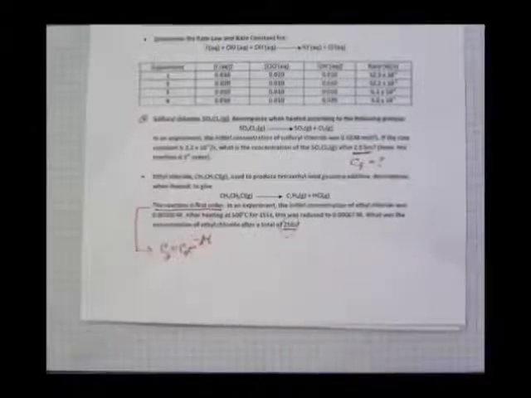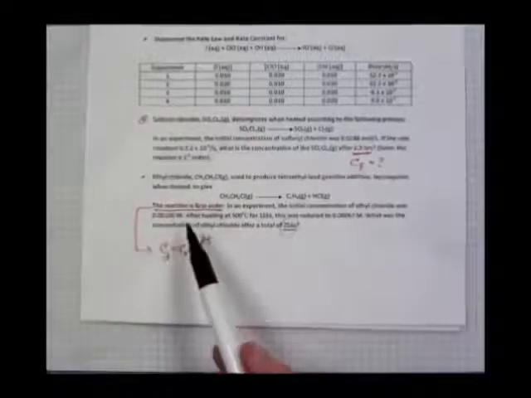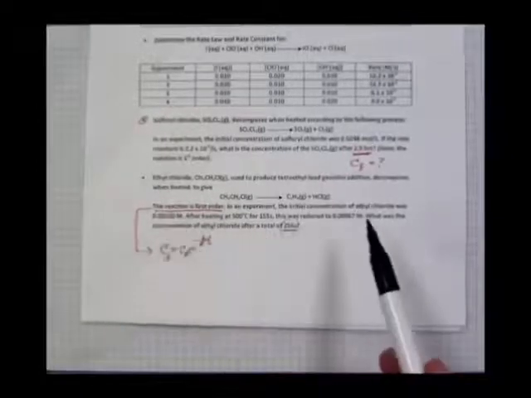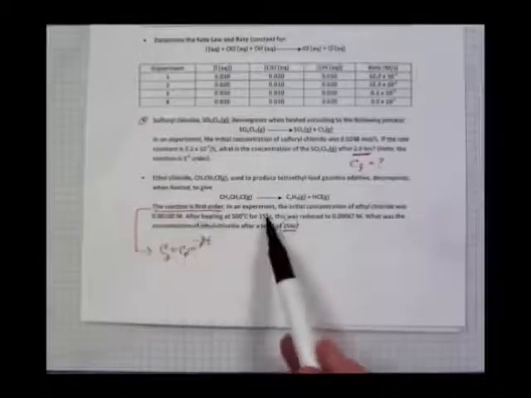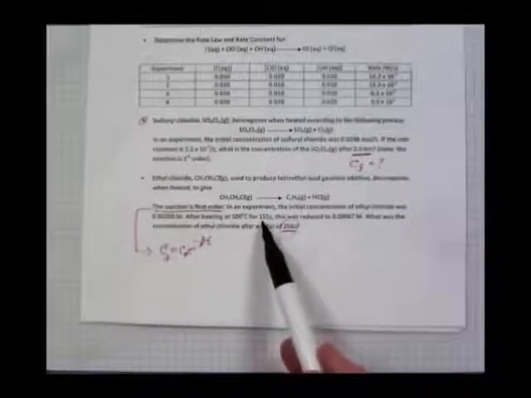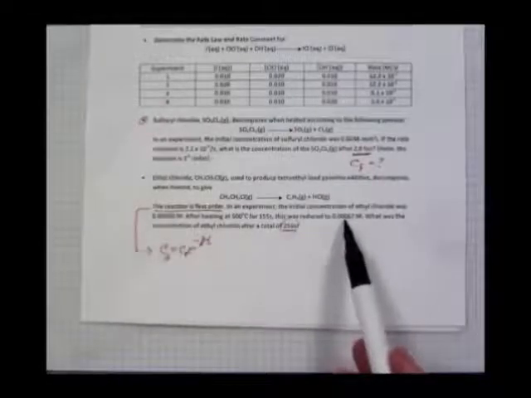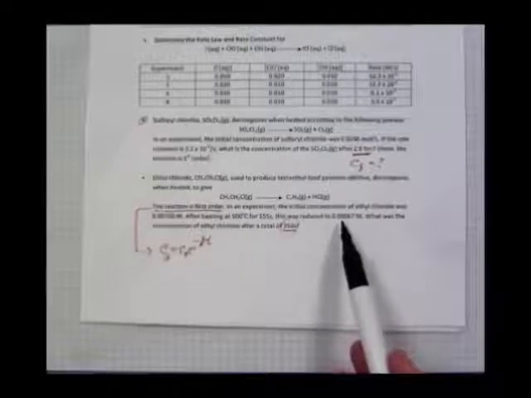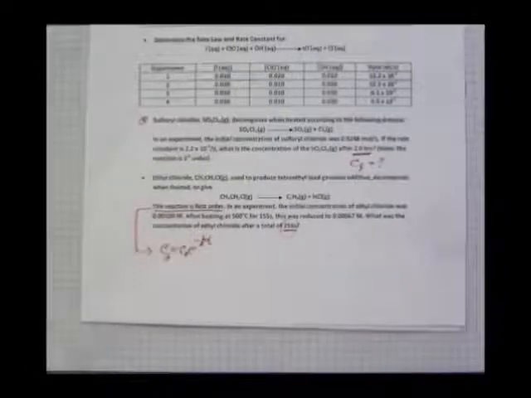Well, this problem works in two parts. One, to calculate the K value based on the concentrations given at 155 seconds, and initially. And once you get the K value, then you can calculate the concentration after 256 seconds.